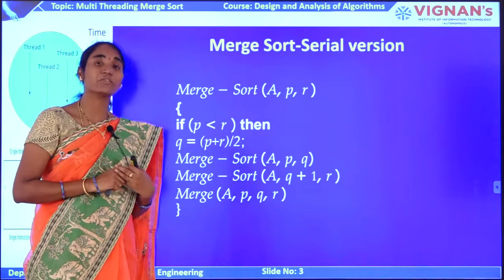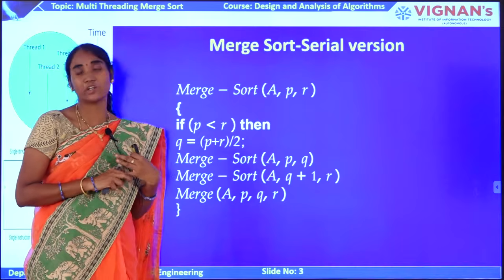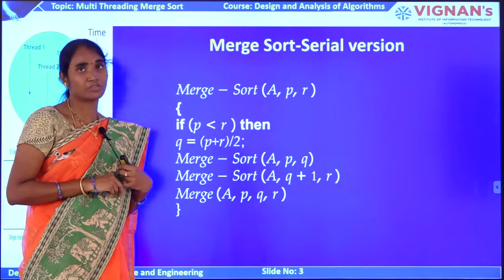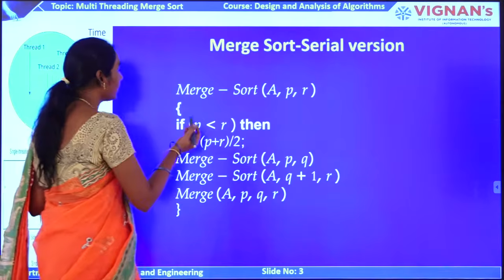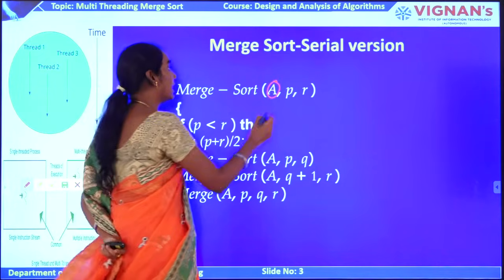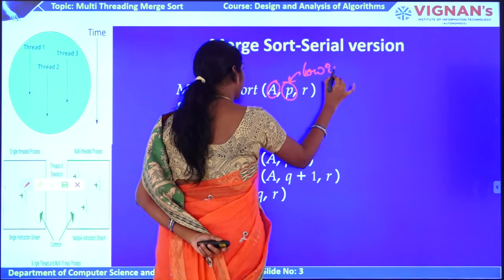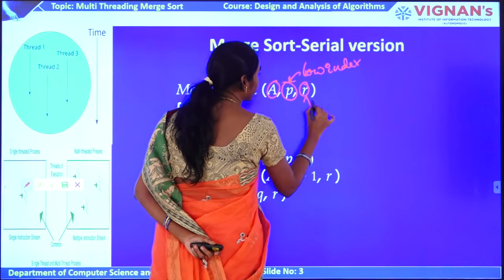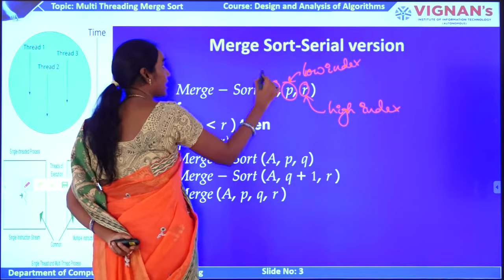So now this is the serial version, or the previous version, which you have learnt as part of divide and conquer, right? Under the divide and conquer chapter you have already learnt merge sort. This is the algorithm for merge sort as you have already seen. A stands for the array or list of elements, P is the lower index or the starting index, and R is the high index or the last element index, whereas A is the list.